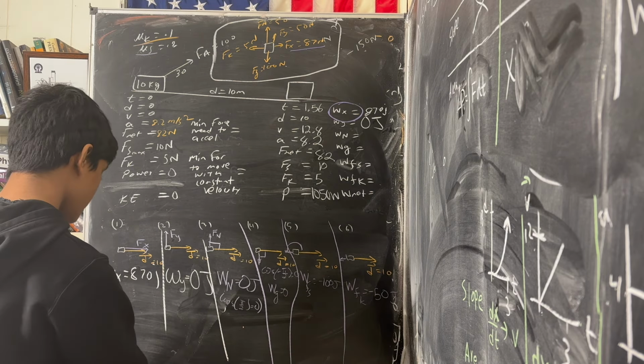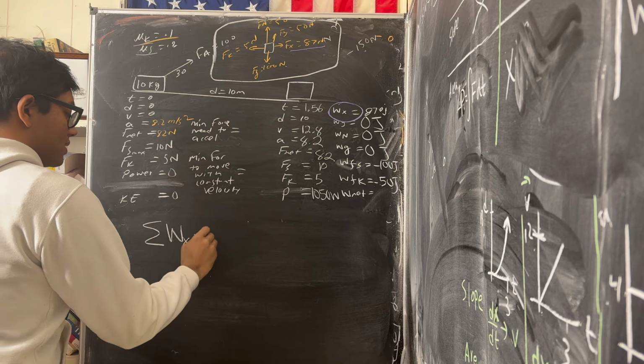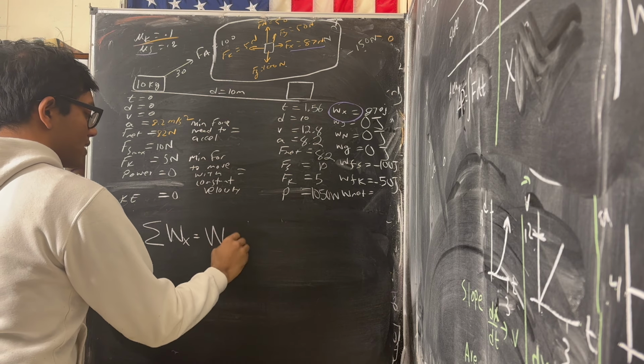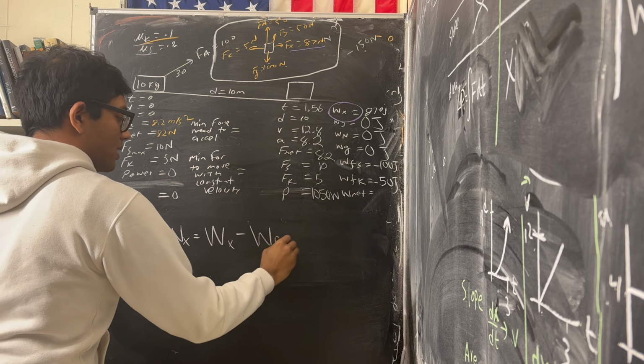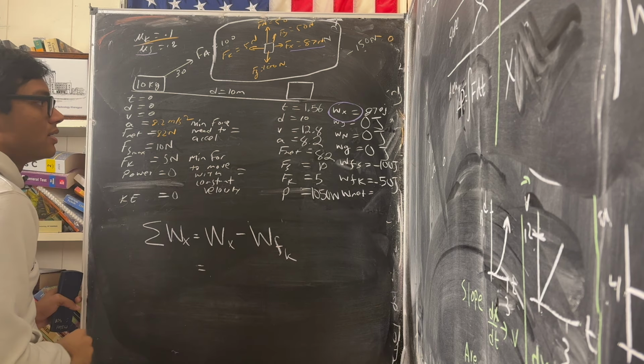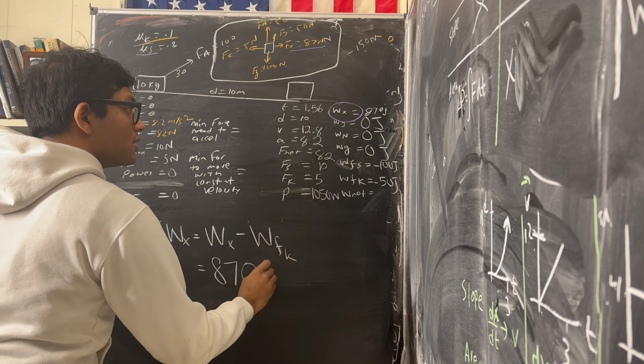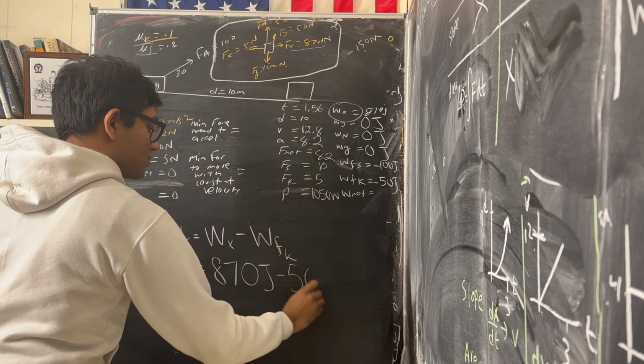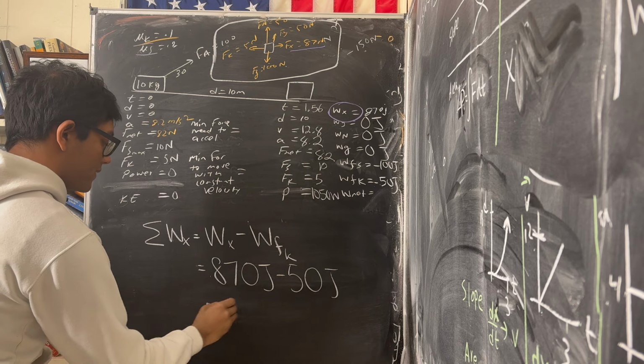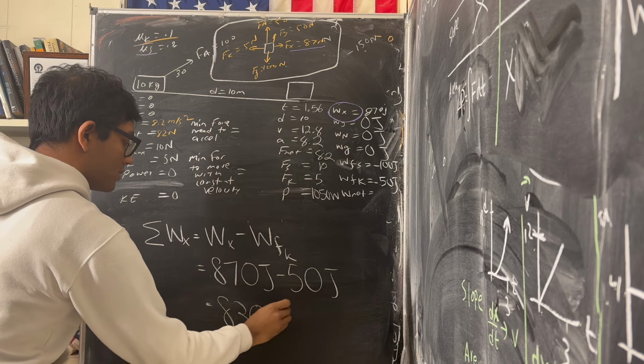Okay, we're going to find the net work. The net work in the x direction is the work done in the x minus the work done by kinetic friction. So this is 870 joules minus 50 joules. So that'll be 830 joules.